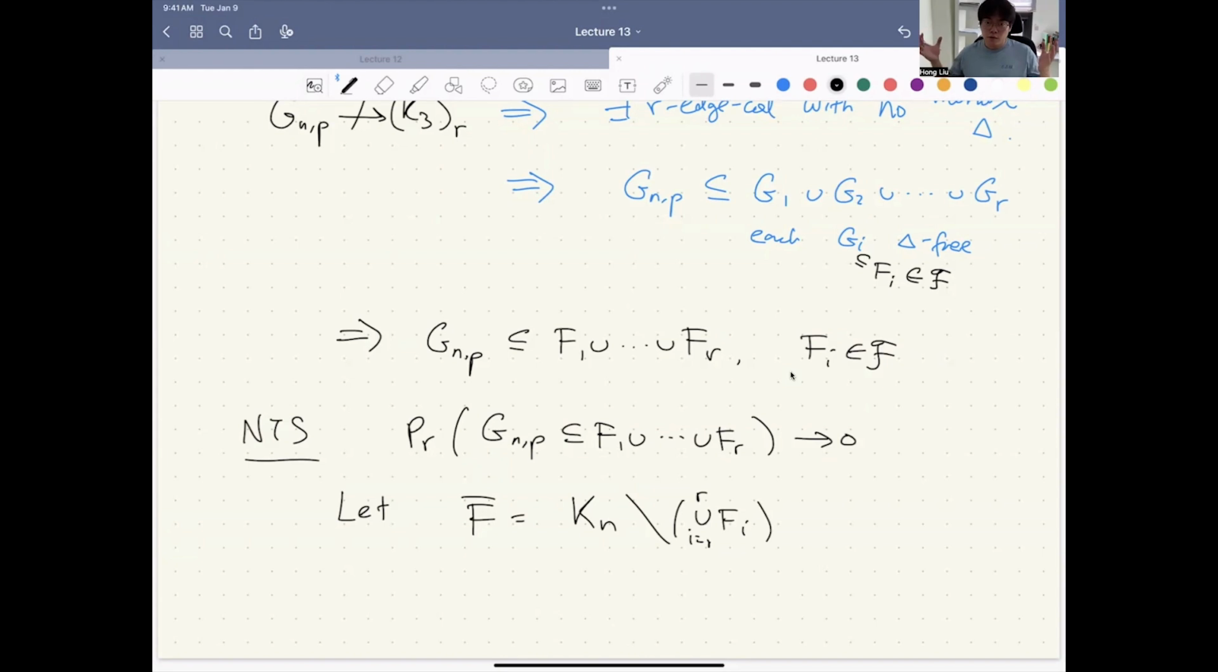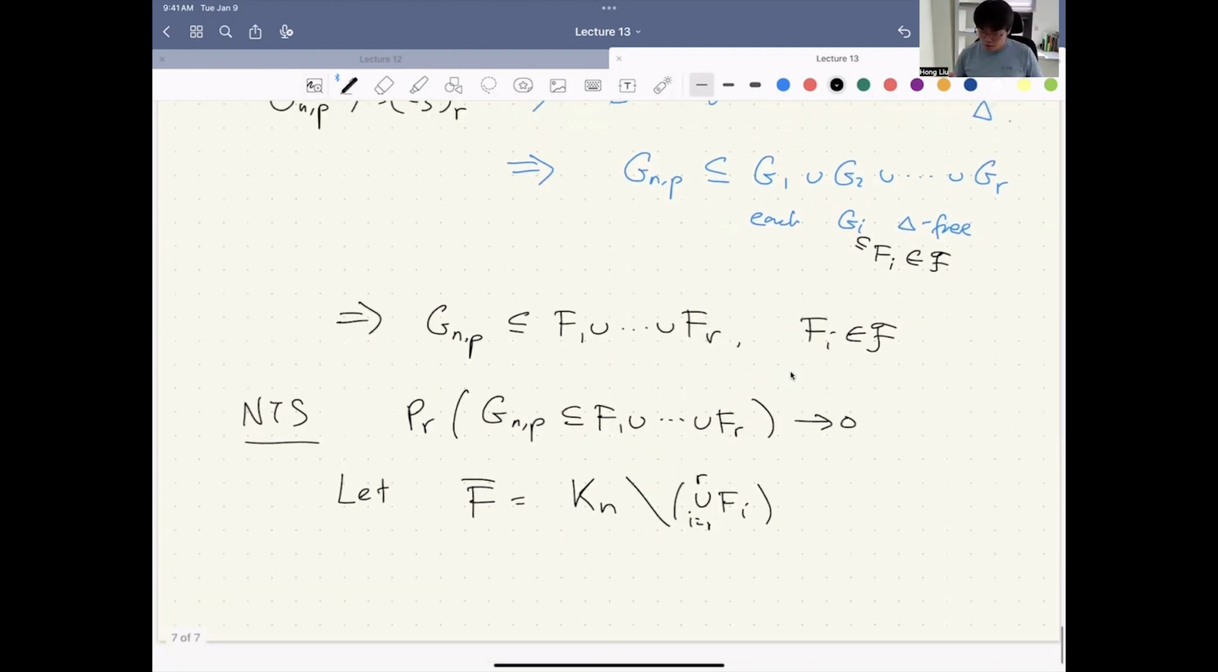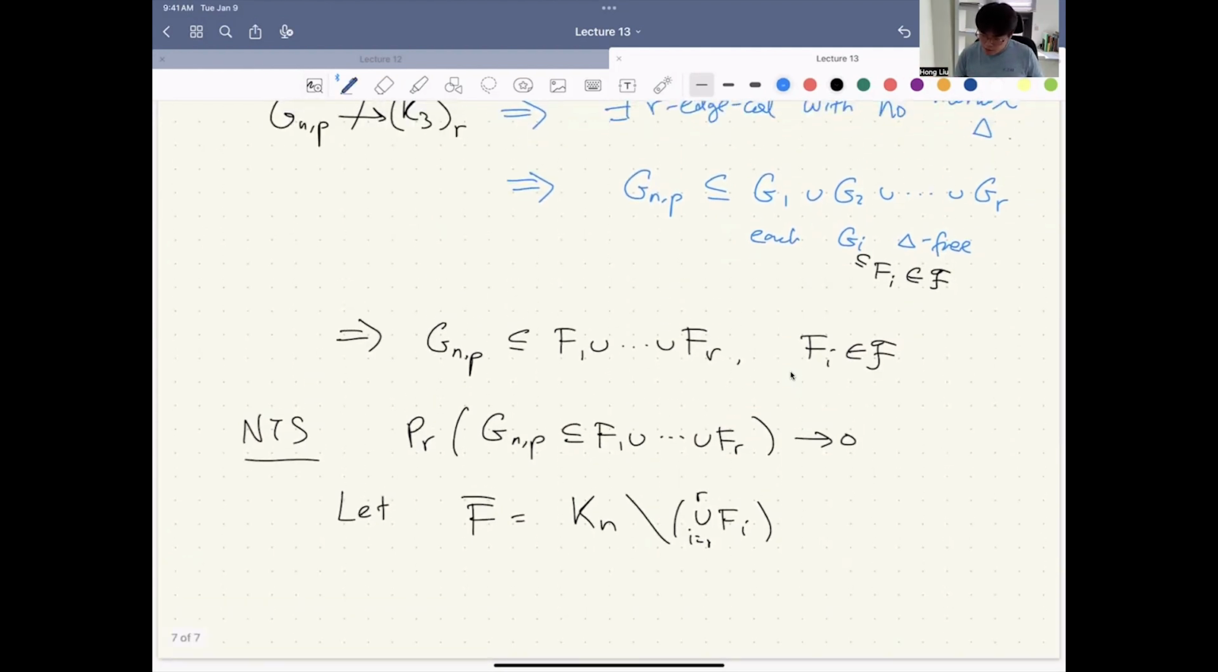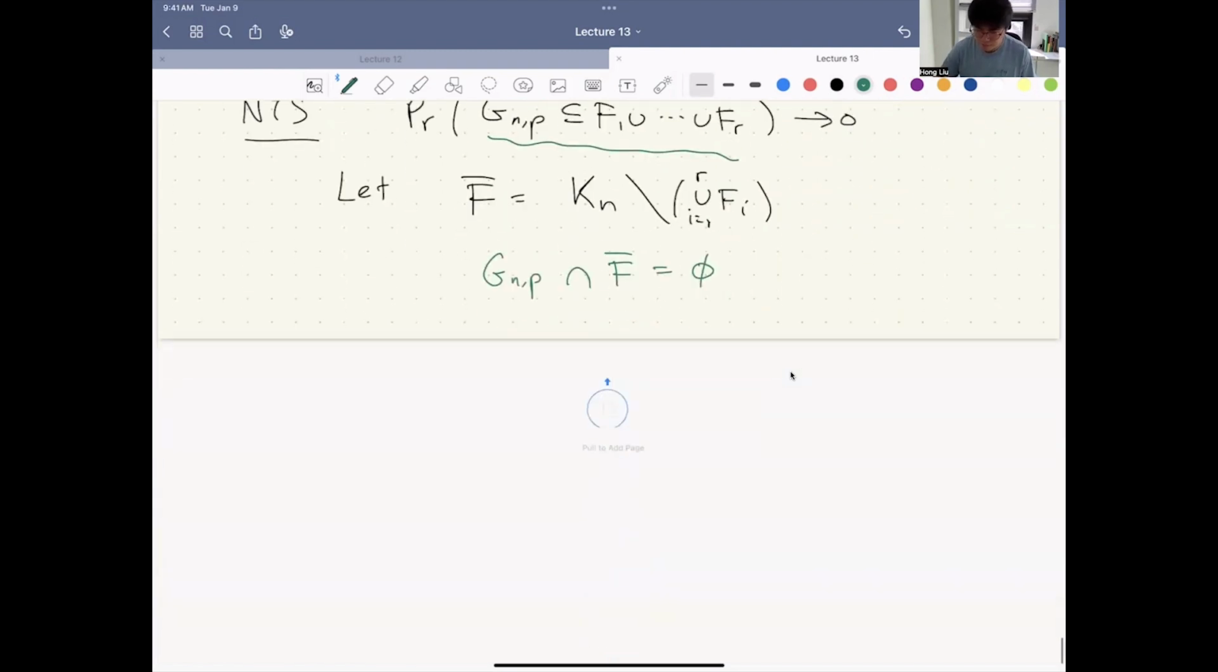If you take the union of these R containers' edges, consider the complement edges, call it F bar. So this event is the same as saying GMP intersect F bar is empty. They don't have any edges in common. Okay.